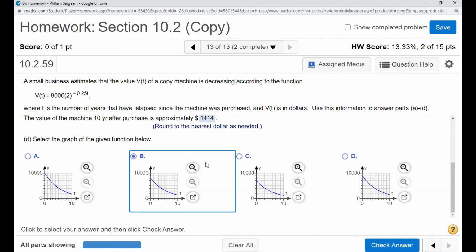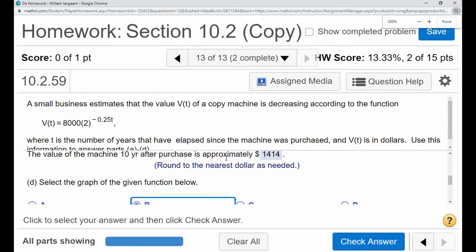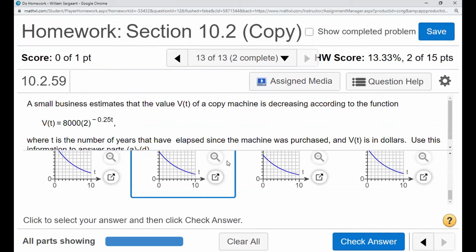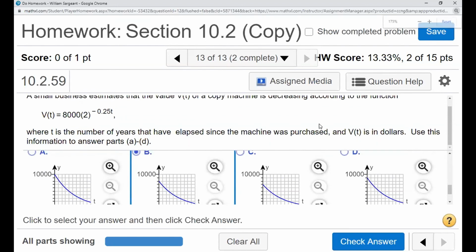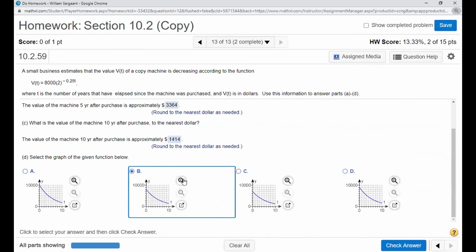If I zoom in on that a little bit, the choice in C appears to give us about 1,000 at 10 years, whereas in choice B it's somewhere between 1,000 and 2,000. That seems to me to be closer to the 1,414 that we found in the previous part of the question. So I'm going to choose B.